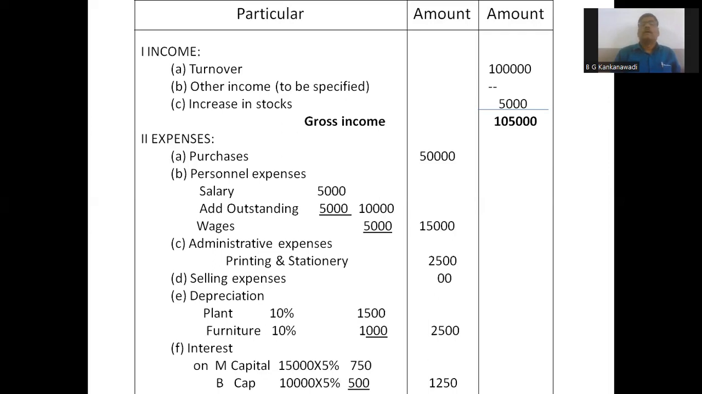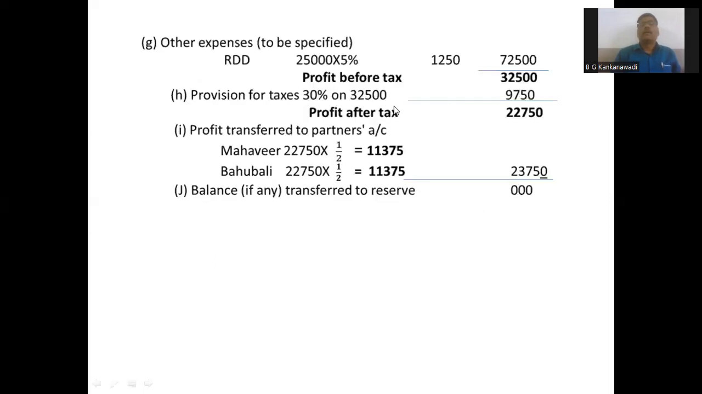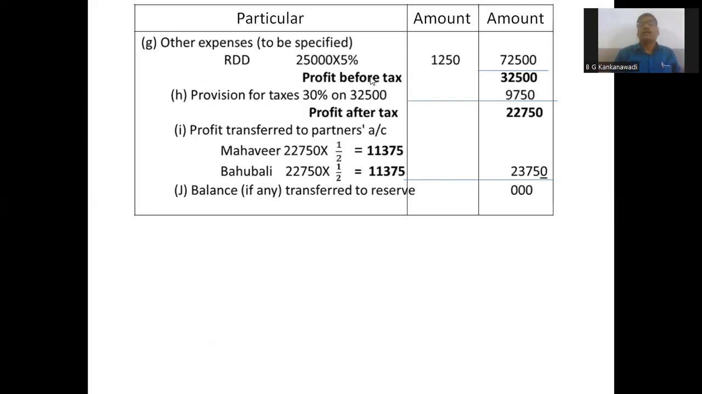Okay. And you go to the next item. Next item is other expenses. In the other expenses, first you write RDD. RDD is 5% on debtors. Debtors is 25,000. 25,000 at 5% is 1,250. So you take the total of the inner column. Inner column total is 72,500. You deduct 72,500 in the outer column. Balance available is 32,500.